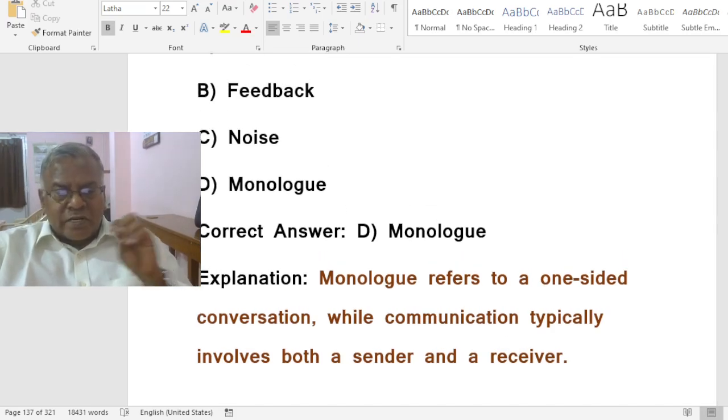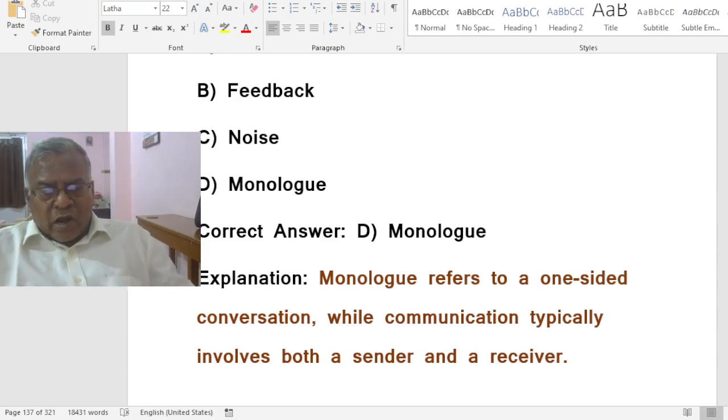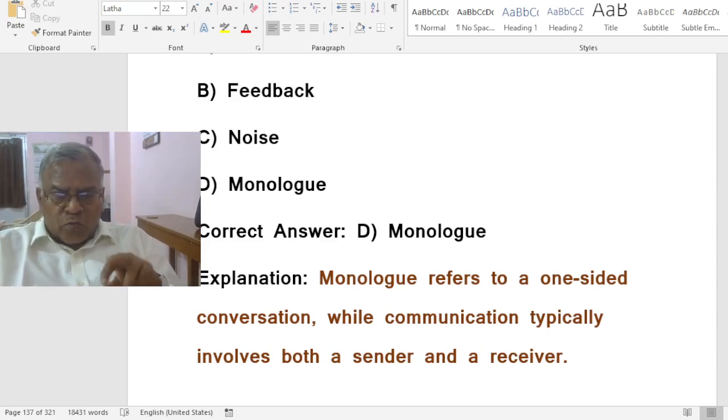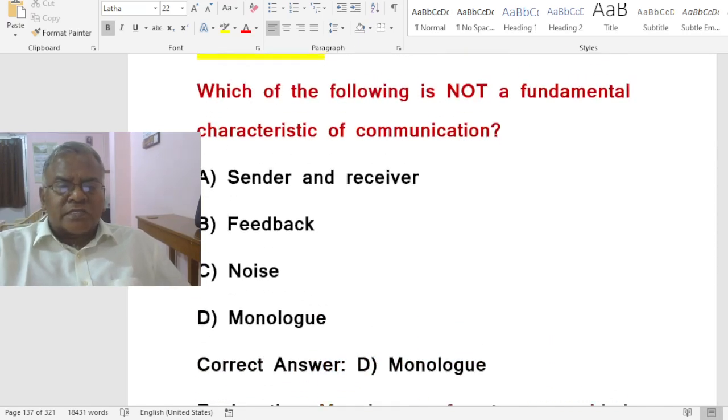Monologue means a one-sided conversation, right? A dialogue means two persons involved in conversation. Dialogue, monologue. Monologue refers to a one-sided conversation, while communication typically involves both a sender and a receiver.